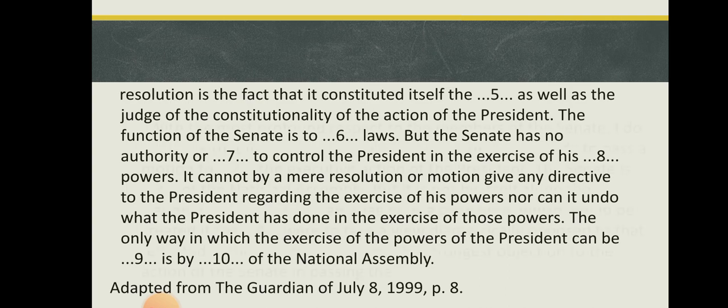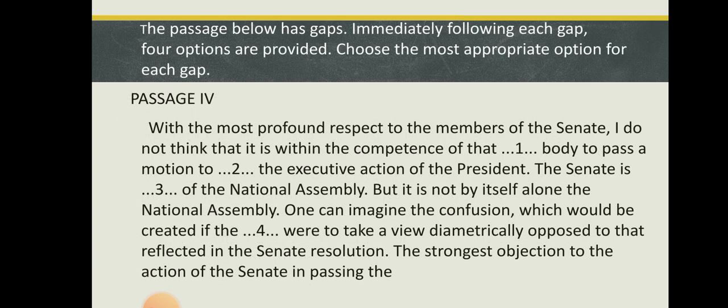Now we have run through the passage and we understand what it is talking about. This passage is talking about the problem or the issues between the Senate and the president. That's exactly what this passage is talking about. If you understand, no problem.